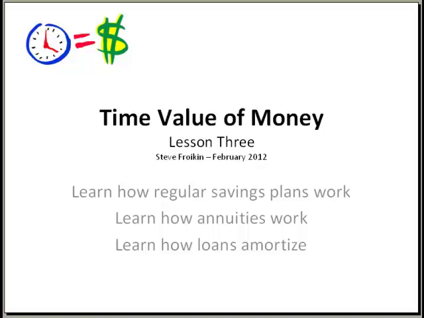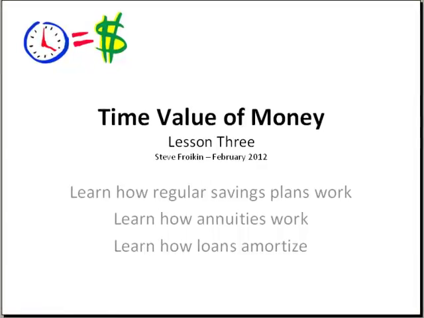In the previous lessons we looked at the simple case of a single sum that was invested to earn interest. In this lesson, we'll consider a series of regular payments. We'll learn how a regular savings plan works, how an annuity works, and how loan payments are calculated, sometimes referred to as amortization.